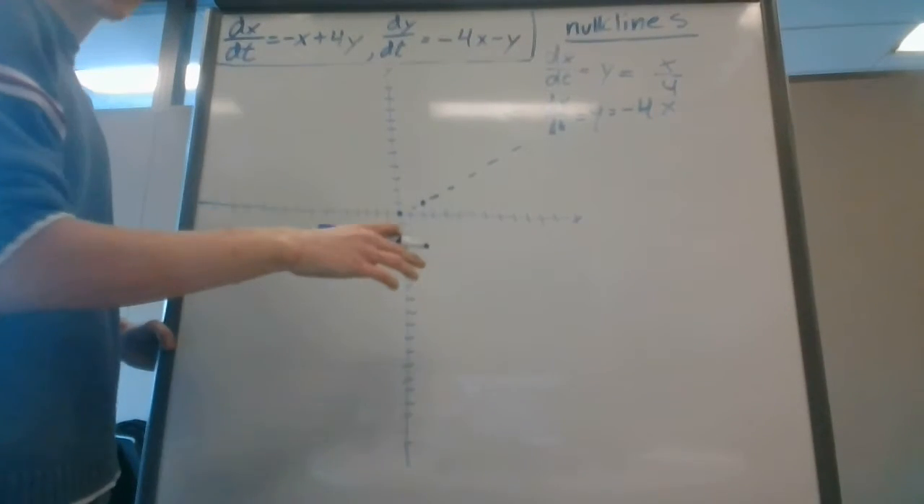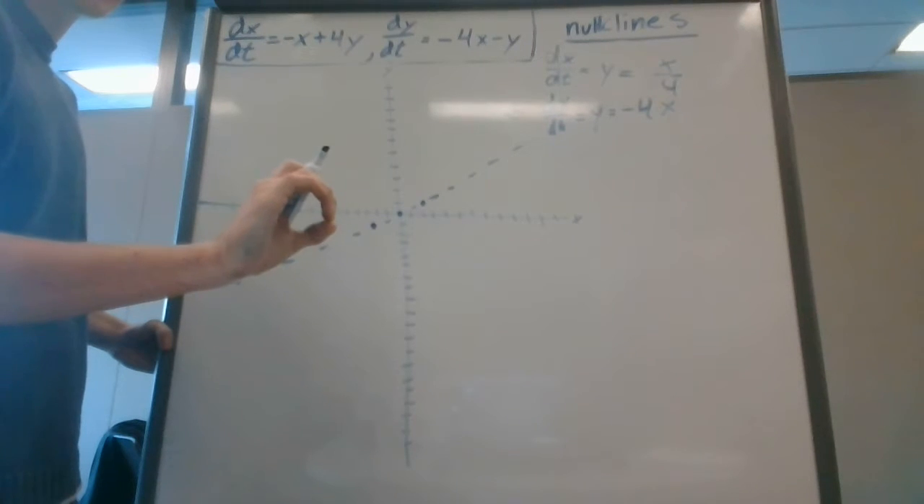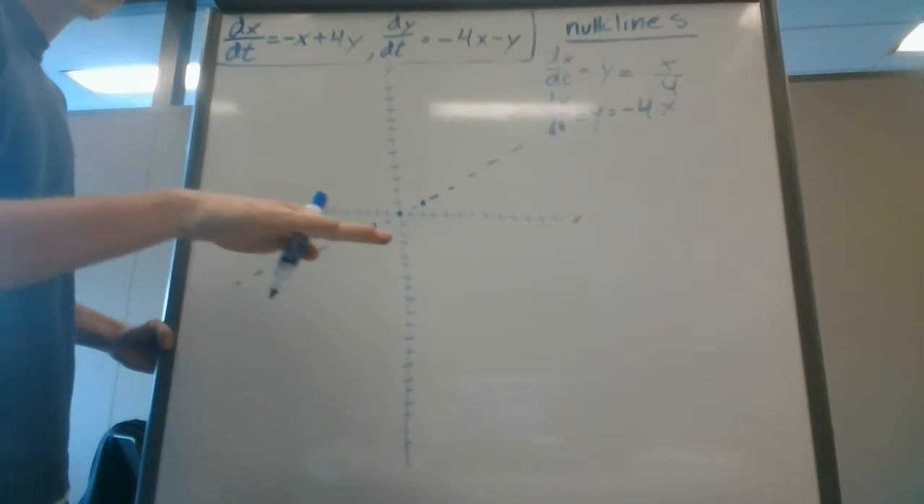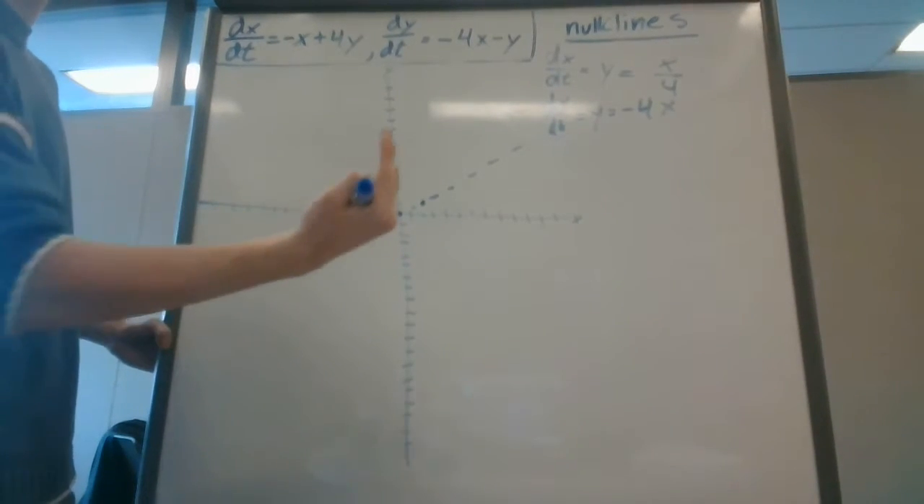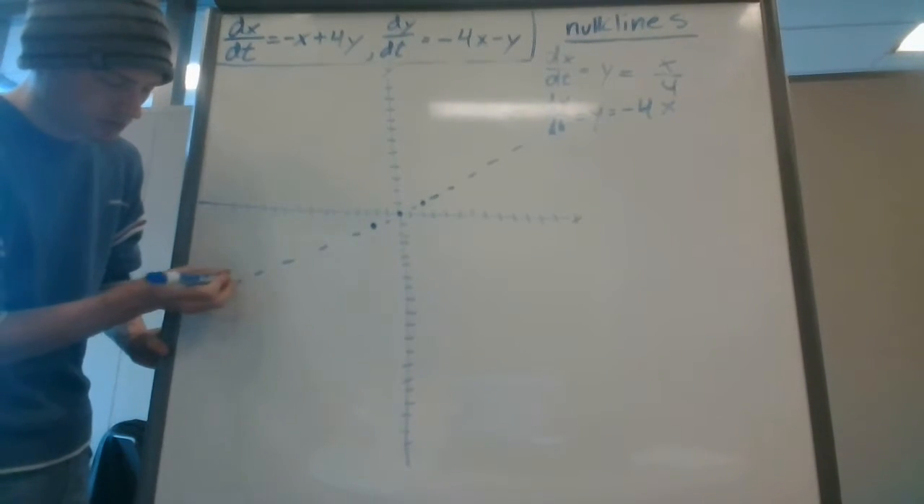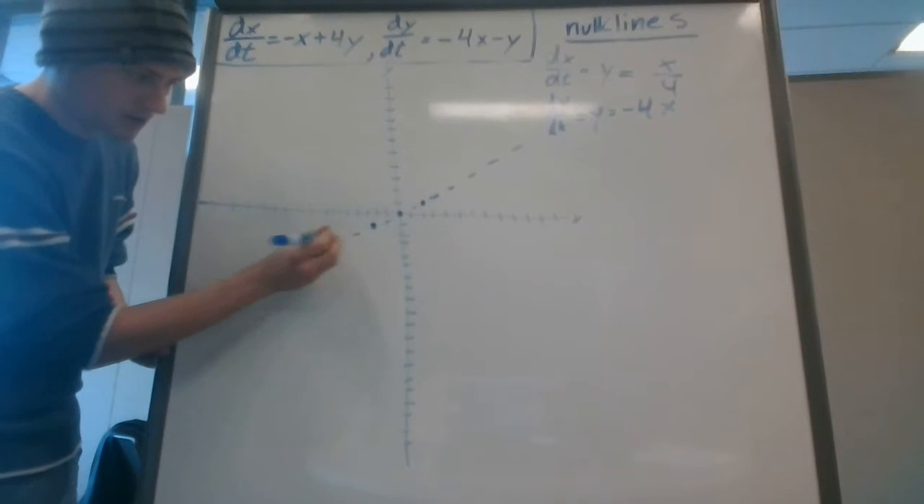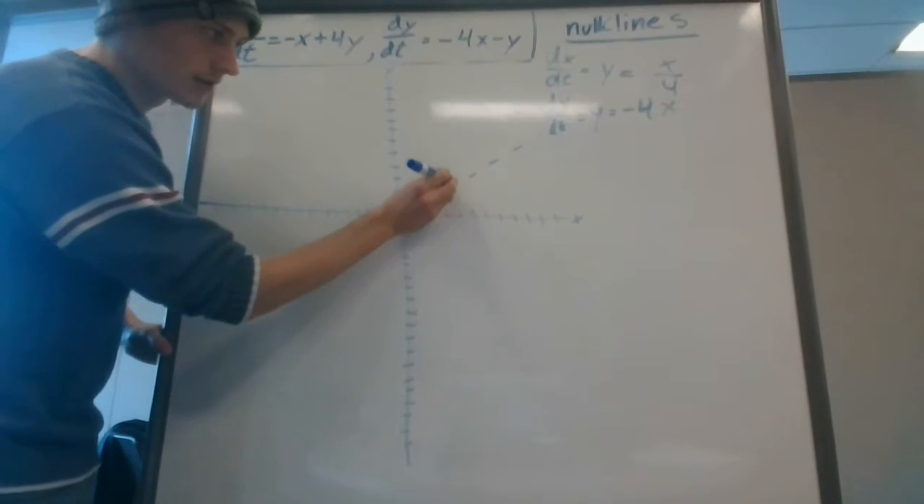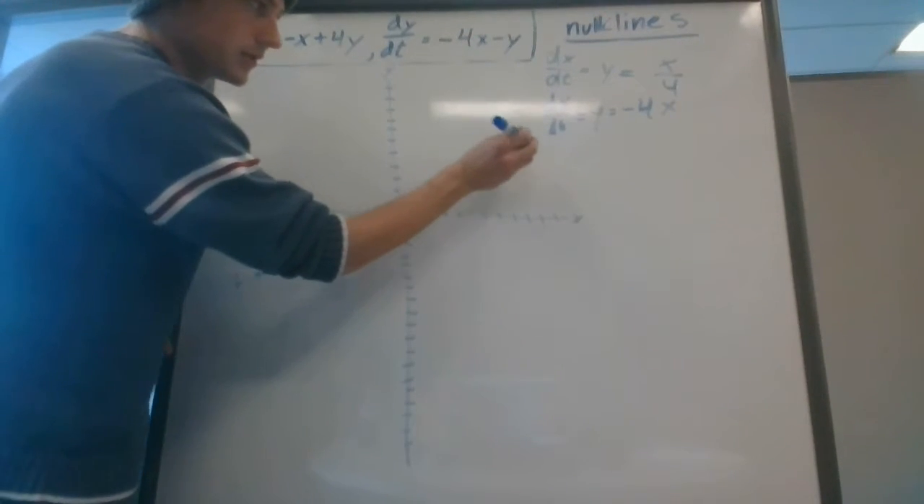And this is dx over dt equals 0. So that means there's no change in the horizontal direction, which means that it's all going to be vertical when the spiral passes this null line. So I'm just going to draw some straight lines to assist with drawing the spiral.